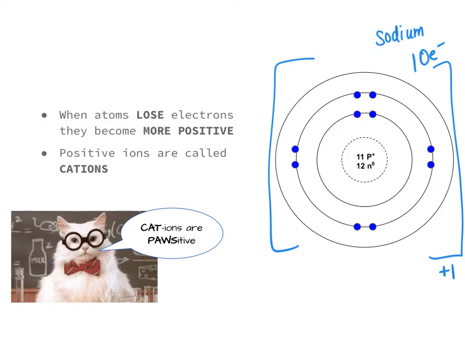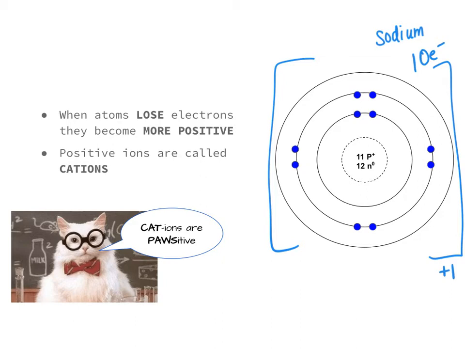Now, these positive ions are also called cations. One way that you can remember this is that cations, so think about the cat, like the animal, are positive. So cats have paws, get it? All right, I know it's cheesy, but it honestly helps remember.